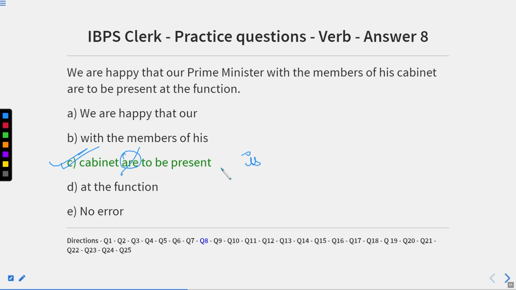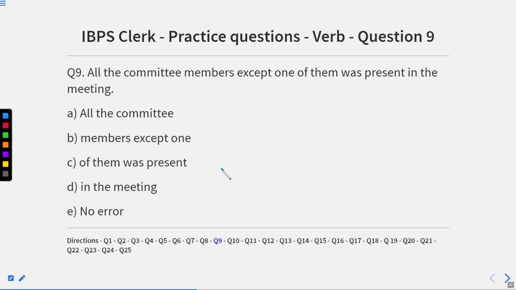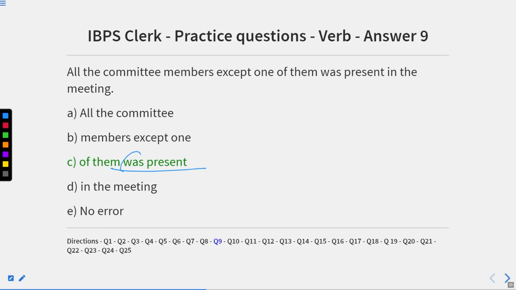Now let us move to the next one, that is question number 9. All the committee members except one of them was present in the meeting. Again, whenever we have any such conjunction like except, with, together with, beside, besides, or no less than, and not, as well as, the verb depends on the first subject. We have already read this. So here it is written "except", but we need to write the verb according to the first subject, and the first subject is all the committee members, that is plural. And if it is plural, we need to write the plural form of the verb. So this "was" should be replaced with "were". So the error is in part C. As you can see over here, this "was" should be replaced with "were".